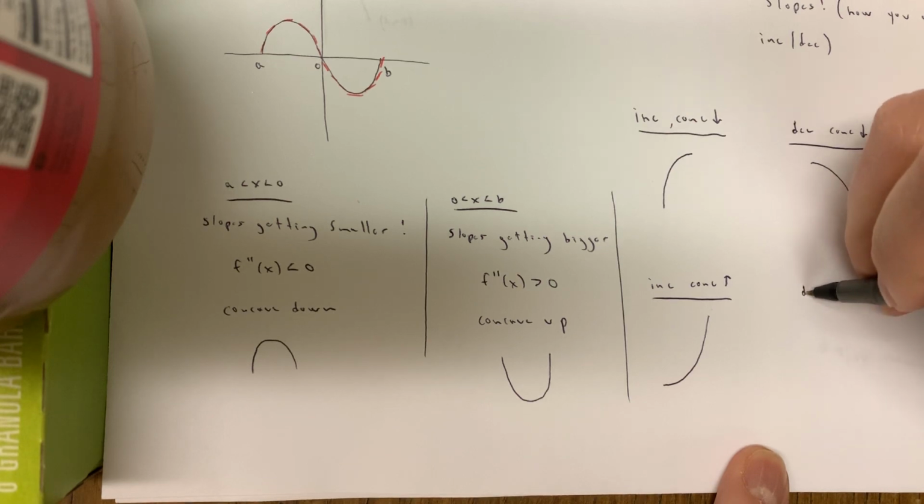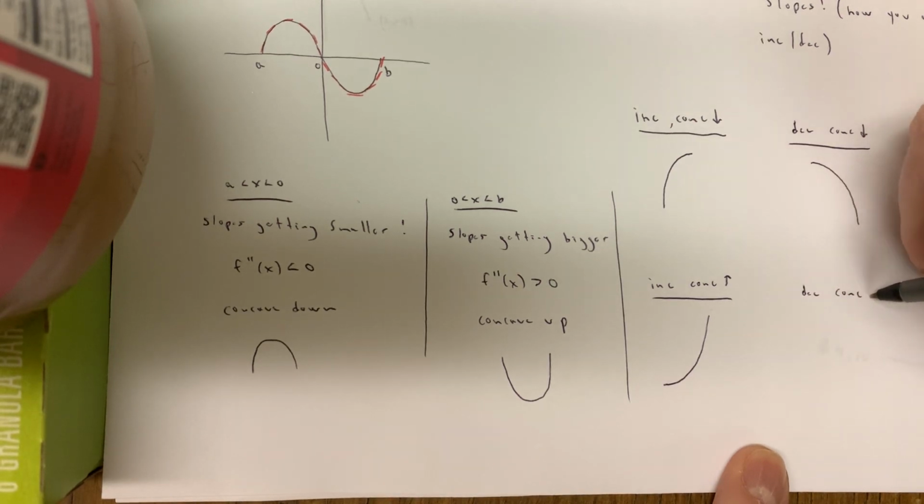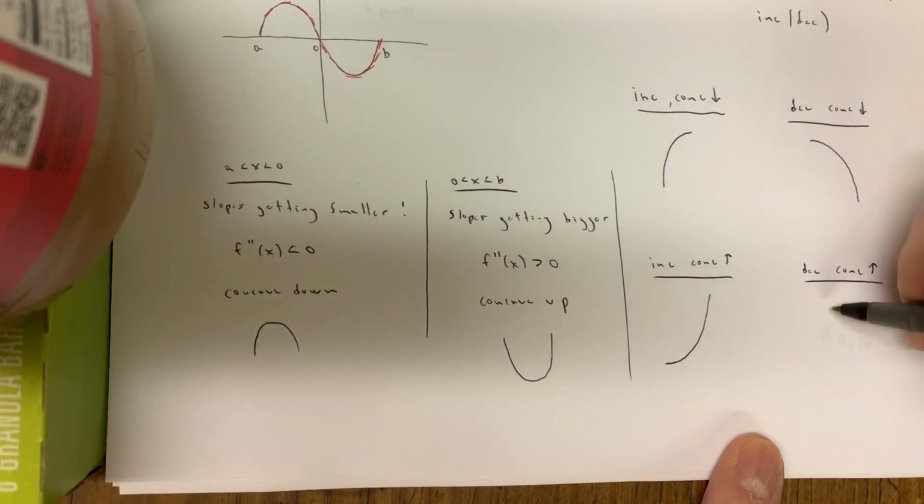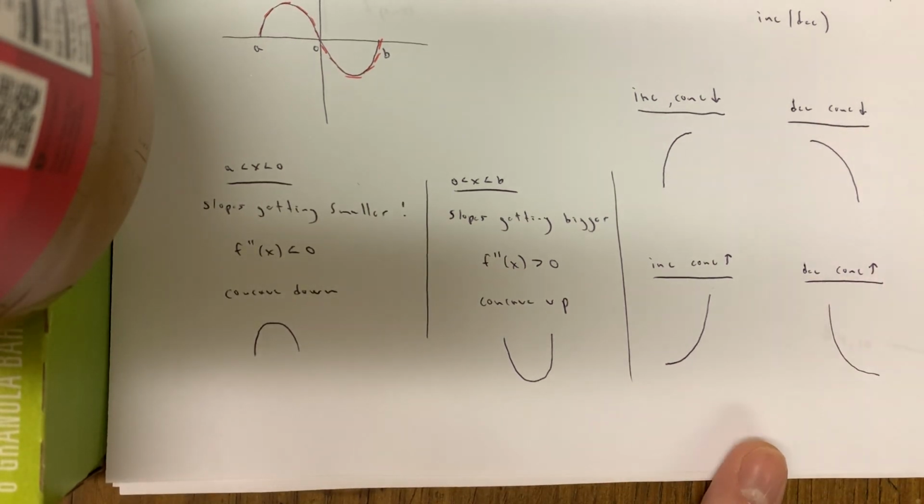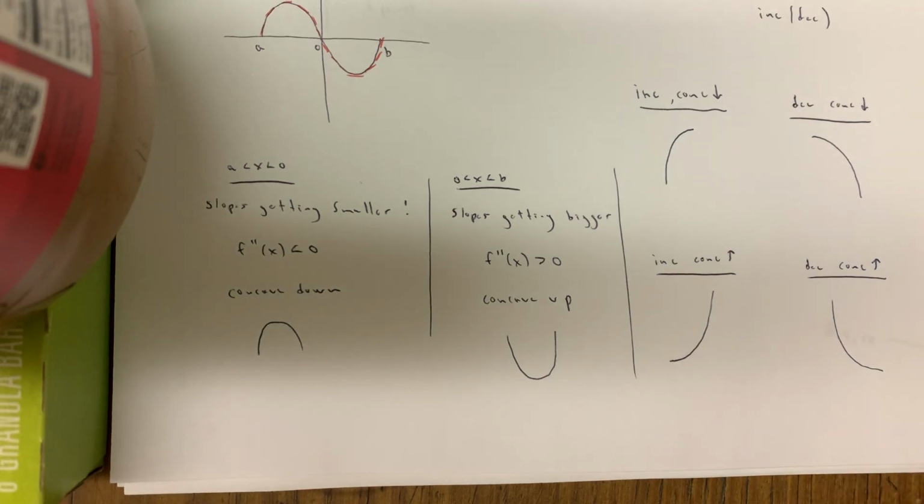You could also be decreasing concave up. So if you want to decrease concave up, okay, that means that you're actually going to be decreasing, but you're going to look like a U, which is actually what an exponential decrease looks like, okay? So hopefully not the worst thing in the world to understand.